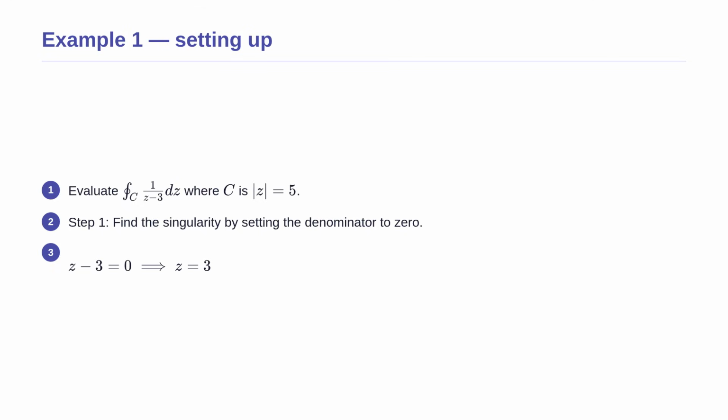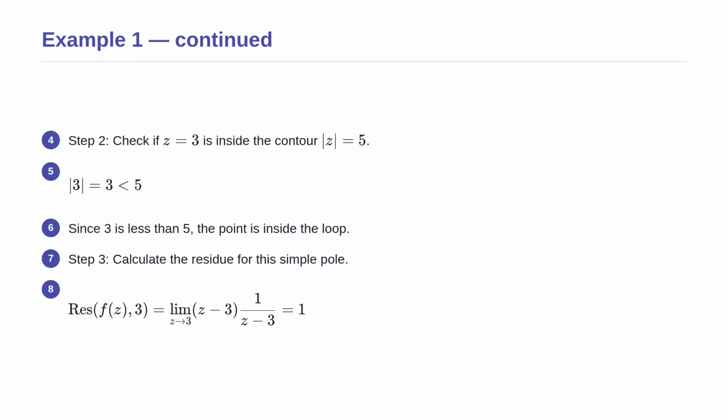This is the only place where the function is undefined, and we call it a simple pole because the exponent of the denominator is exactly 1. Now that we have our singular point, we must check if it is actually trapped inside our loop. The loop is a circle centered at the origin with a radius of 5. The distance from the origin to our point is exactly 3. Since 3 is strictly less than 5, the point is definitely inside the loop, meaning we must account for it.